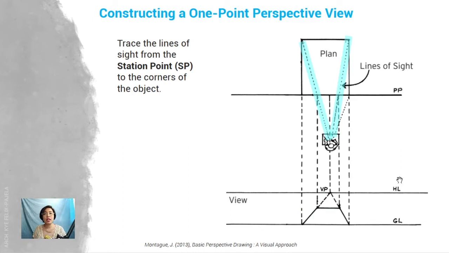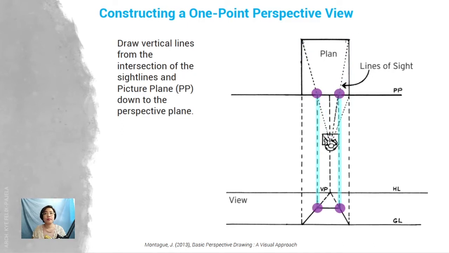Ang susunod naman yan, dahil hindi lang naman yan yung corners ng ating object, meron pa tayong corners doon sa likod, ititrace pa natin yung mga lines from the corners at the back going to the station point. So, lahat ng mga corners na ito, dadaan at dadaan kay station point. Pagpunta kay station point, kung saan nag-intersect itong linya or yung line of sight doon sa picture plane ida-drop down natin yung linya na yon going down to the perspective plane. Yung naka-highlight na triangle kanina.